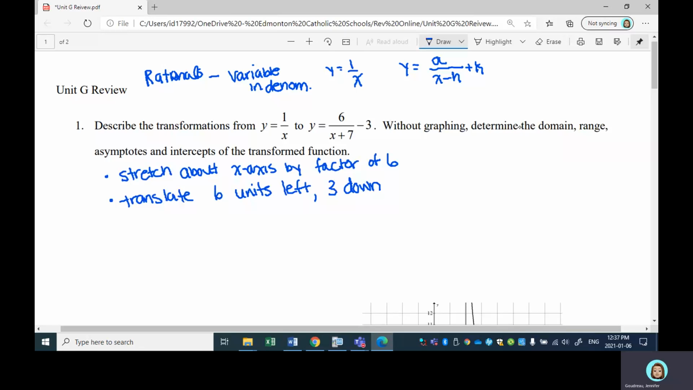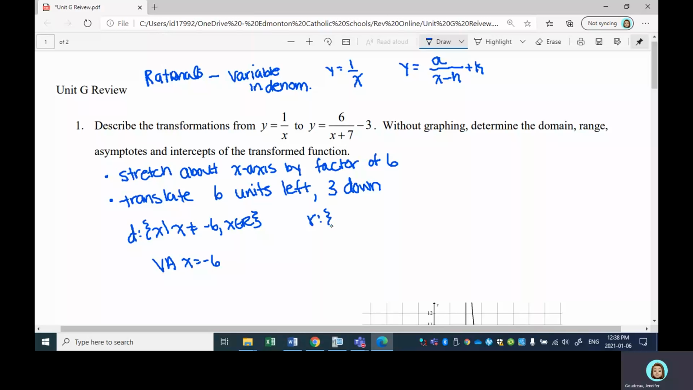We want to determine the domain, range, asymptotes, and intercepts. So let's start with the domain. Domain is dependent on h. Because this moved 7 units to the left, that means the vertical asymptote moves 7 units to the left, and that affects our domain. Our domain then is going to be the set of all x, such that x cannot equal -7. Otherwise, x is an element of the reals. It also means the equation for our vertical asymptote is x equals -7.